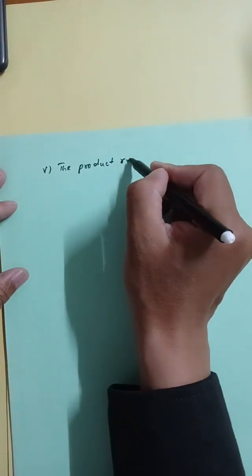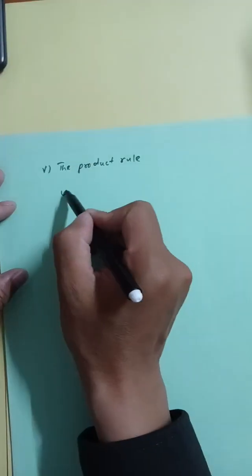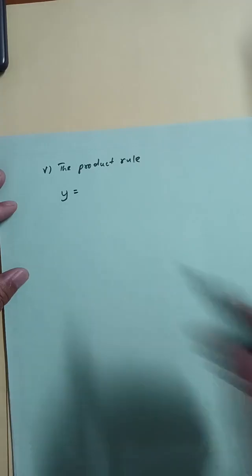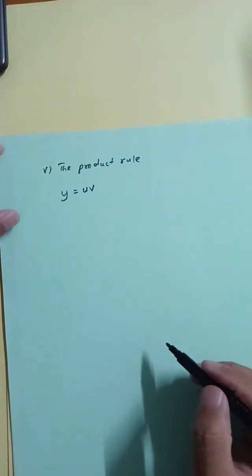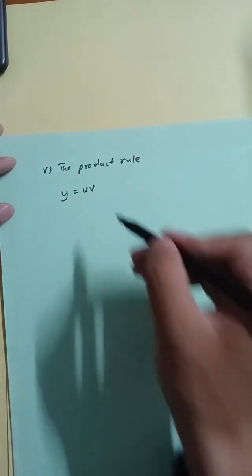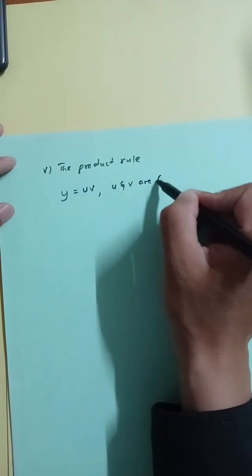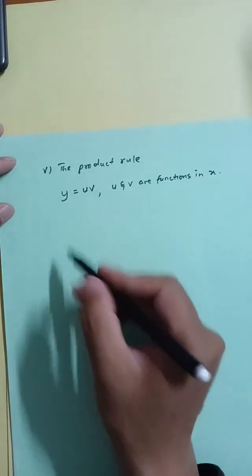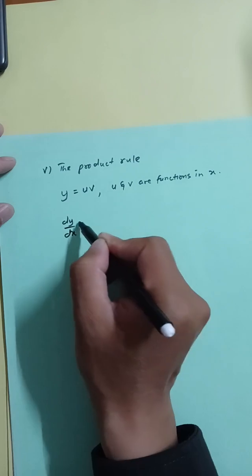So the product rule. If you have a function y equal to a function of the form uv, where u and v are functions in x, how can you find dy over dx?